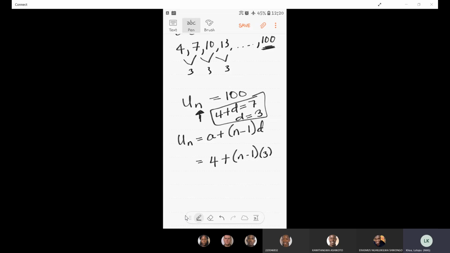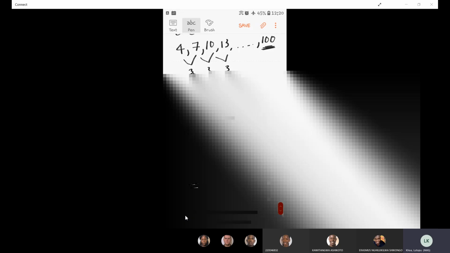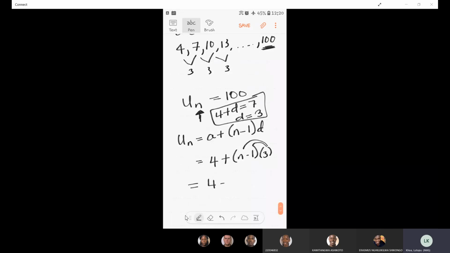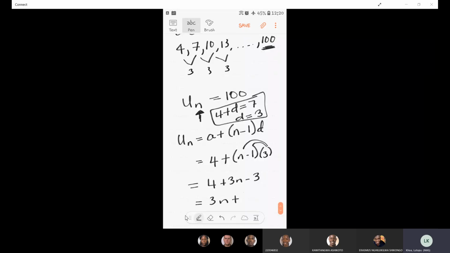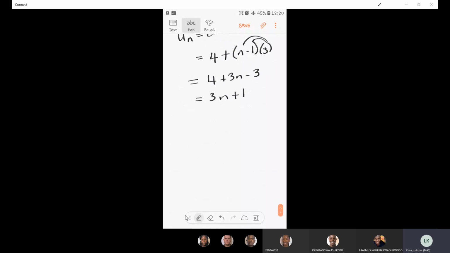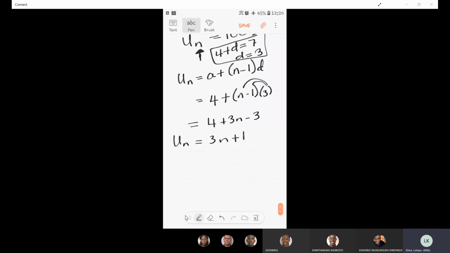Okay, then we simplify. The 3 should multiply out the brackets like that. So I have 4 plus 3n minus 3. This means I have 3n plus 1. That is my formula for un.